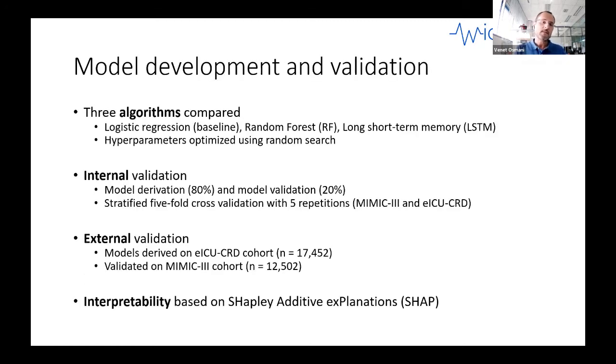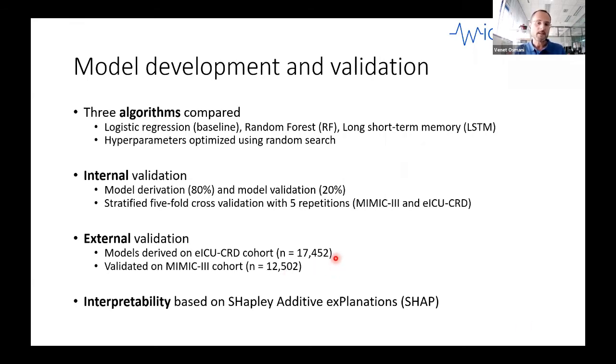In terms of model development, we compared three algorithms. We used, as usual, logistic regression as a baseline, then random forest and LSTM. Hyperparameters were tuned using random search. And then we had 2 types of validation, internal and external. For internal validation, we used stratified cross-validation, done separately on MIMIC and eICU. For external validation, we derived a model on the eICU cohort, and then we used MIMIC as a test cohort.